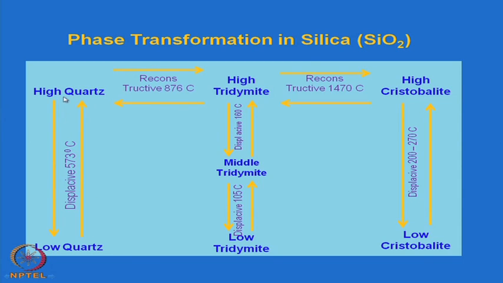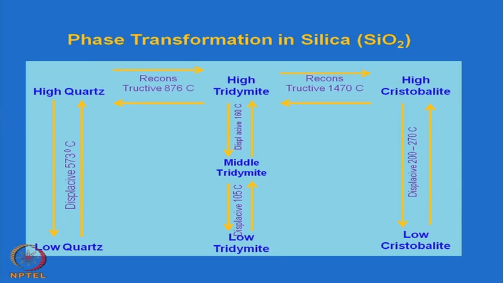The transformation from high quartz to high tridymite is a reconstructive transformation. Then another reconstructive transformation takes place from high tridymite to high cristobalite. When these are cooled, this goes to the low cristobalite phase through a displacive transformation. Once again, high tridymite, when it is cooled, goes through two different displacive transformations, one at around 160 degrees, another at 105 degrees centigrade.